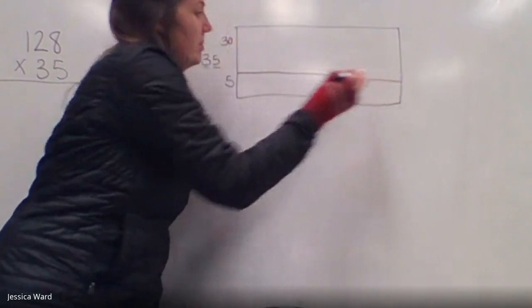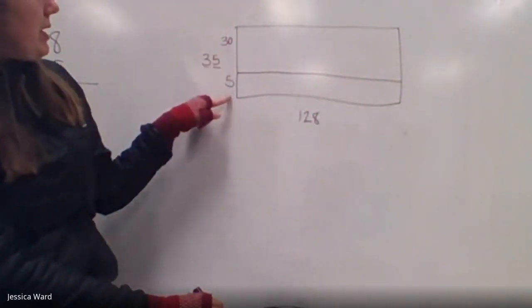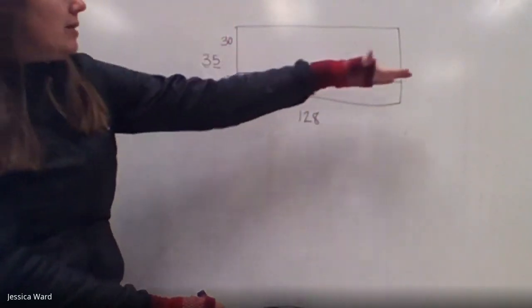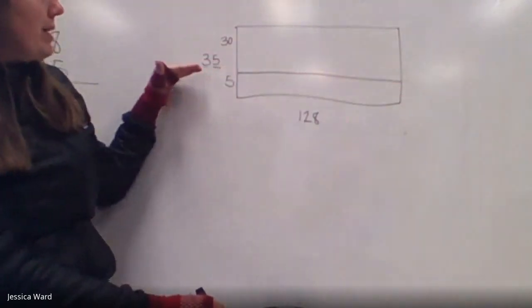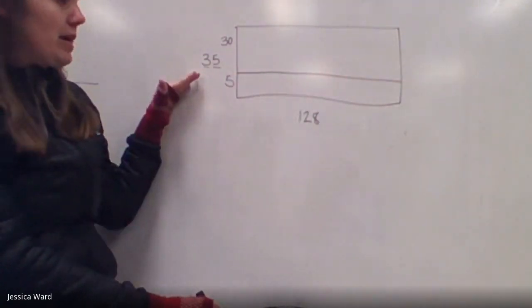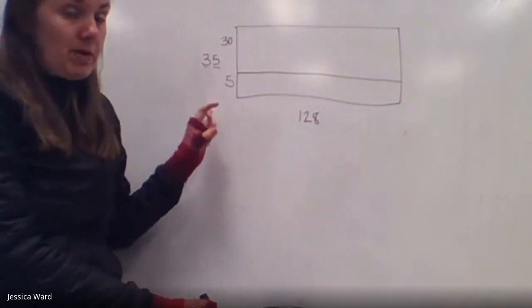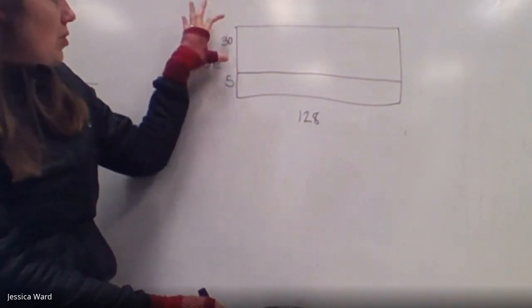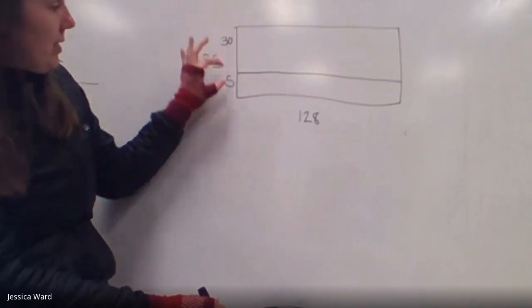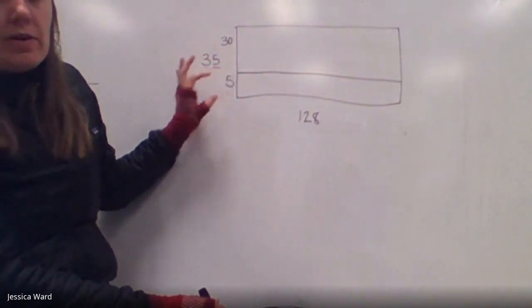But now I'm going to break those apart into expanded form and think of this as 30 plus 5, right? 3 tens and 5 ones. So I'm going to split the width of my rectangle in 2 parts, right? I'm not going to say in half because they're not equal parts, but I'm going to split them into 2 parts. One that measures 30 and the other that measures 5.